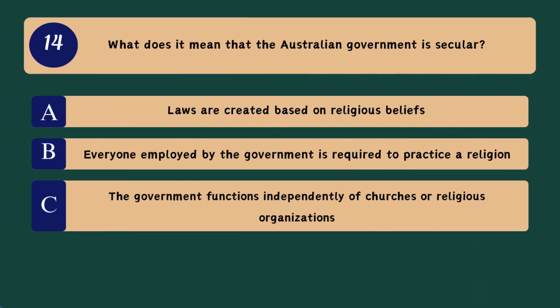Question 14. What does it mean that the Australian government is secular? A. Laws are created based on religious beliefs. B. Everyone employed by the government is required to practice a religion. C. The government functions independently of churches or religious organisations.